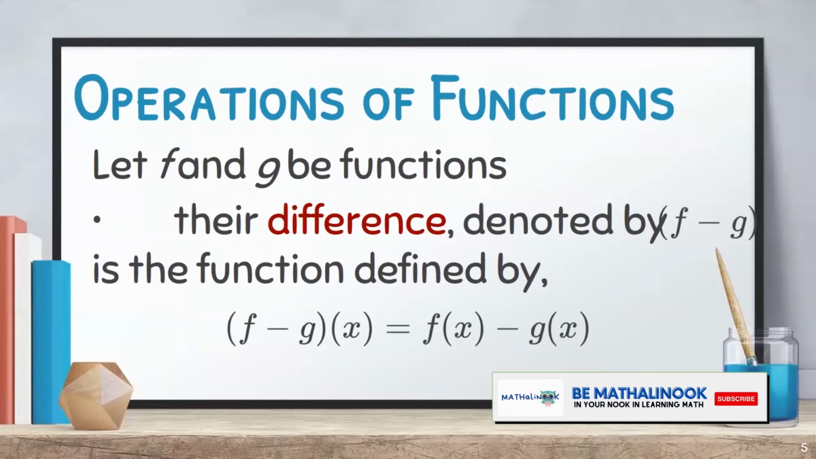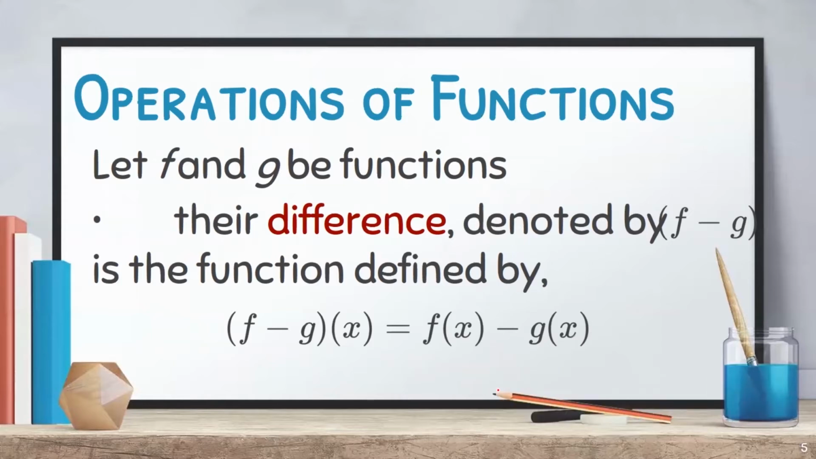For subtracting functions, let f and g be functions. Their difference, denoted by f minus g, is the function defined by f minus g of x equals f of x minus g of x. Meaning, the difference of the functions is denoted by f minus g of x, which can be solved by subtracting the involved functions f of x and g of x.